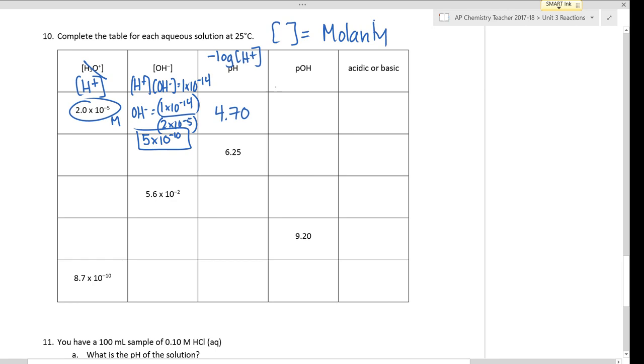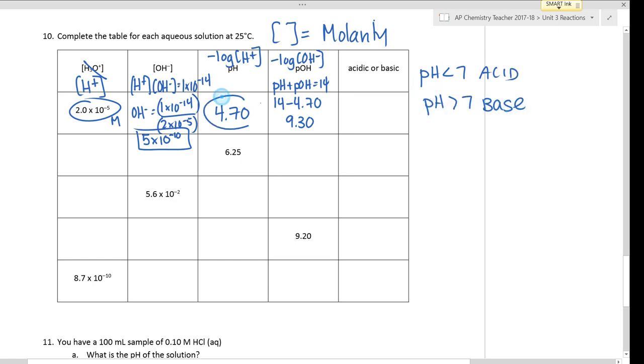And then for my pOH, I could use two different things. I could either take the negative log of the OH concentration, or I could use the fact that pH plus pOH equals 14. That one's probably a little bit easier, so I can do 14 minus 4.7. I should get 9.3 as my pOH. And then thinking acid, base, or neutral, remember that a pH below 7 is an acid and a pH above 7 is a base. So this one has a pH below 7, so this one is an acid.